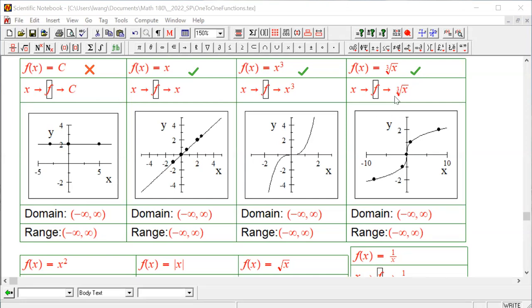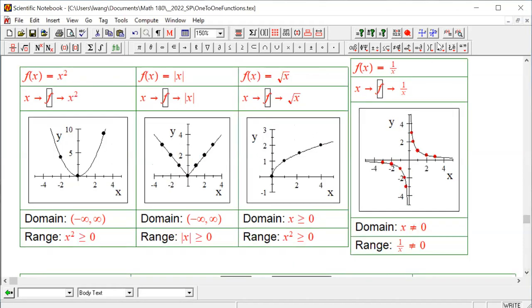And we have also determined, for the square function, x squared, it is not one-to-one. So that was the last example we did in the previous video. And now we have 3 more functions to work with so far. We still have many more to work with.